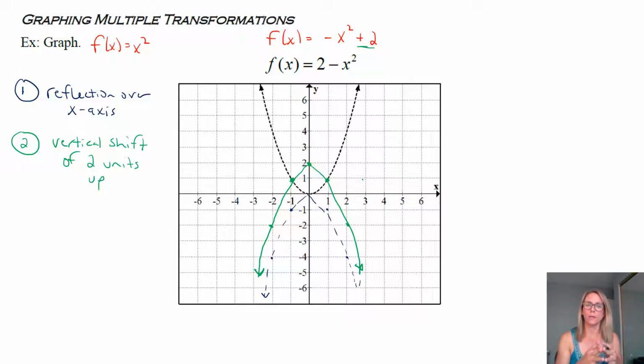Remember, you can always check it. You could put in values for x and make sure that your points work. Obviously, that's always an option that you have. I just want to make sure you know that. But the idea was just using transformations here, instead of getting a bunch of points and seeing what they are.